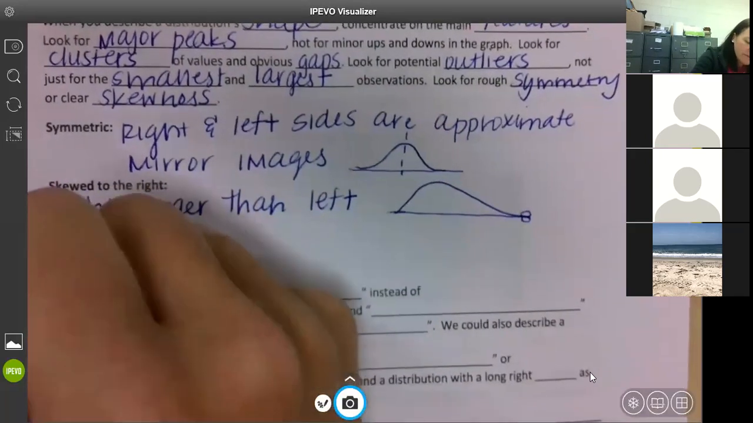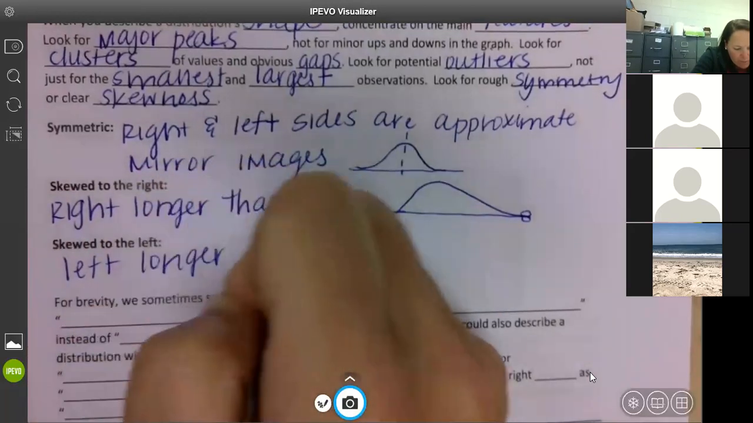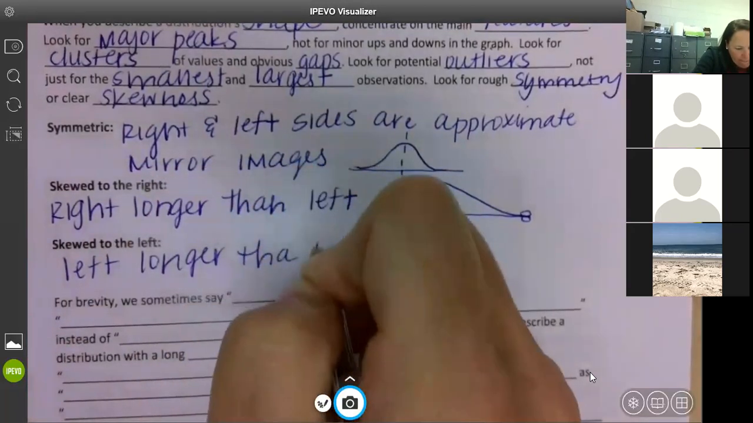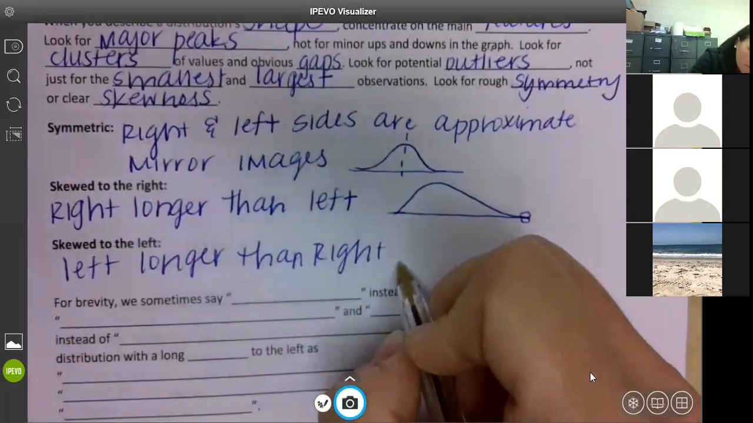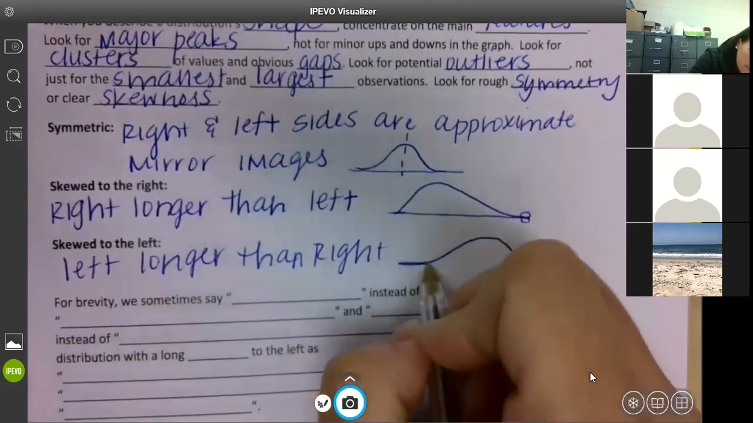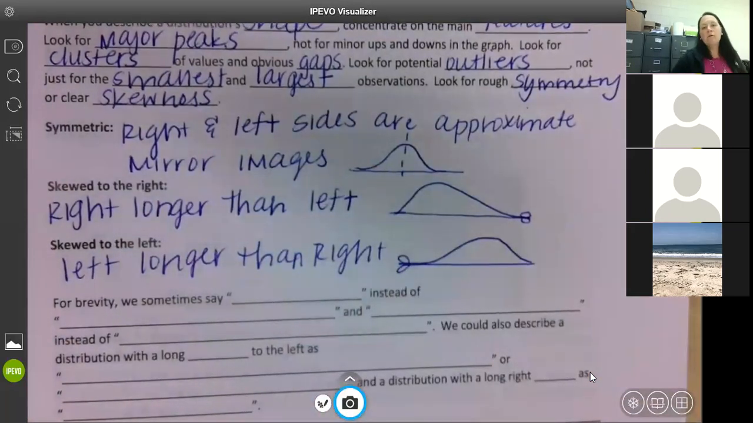Skewed to the left is longer than the right. So it's the other way. And your whale tail is on the left. So skewed to the left, skewed to the right: the tail is on the left and the tail is on the right.